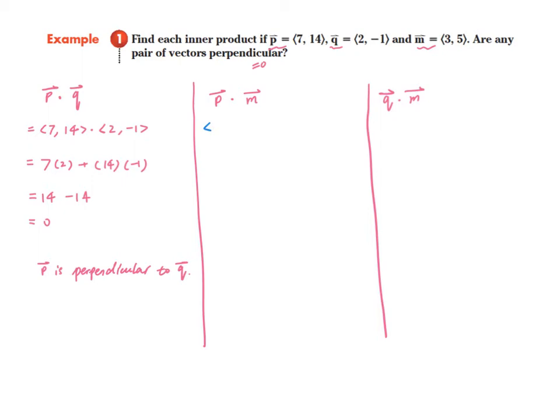Okay, so vector P is (7, 14). Vector M is (3, 5). So 7 times 3 plus 14 times 5, which is 21 plus 70. Together, we know definitely it's not equal to 0, so we say P is not perpendicular to vector M.